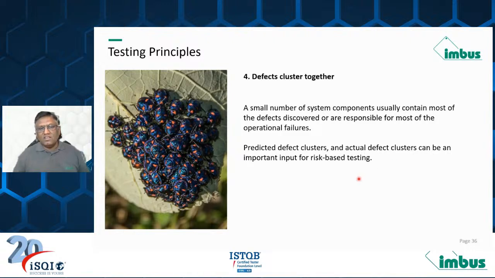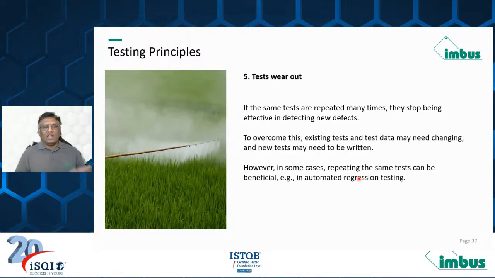Again, risk-based testing is very, very useful when you want to identify the defect clusters in your software, right? Defects cluster in one single area. Again, complexity and business value will help you identify the clusters.